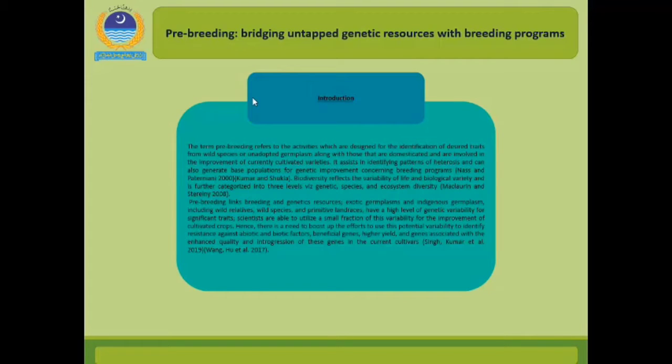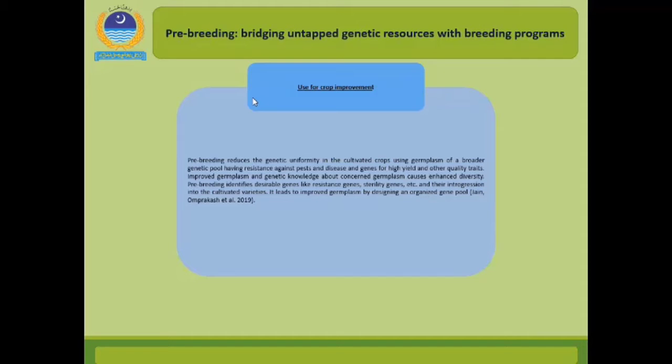And here is the introduction of pre-breeding. Pre-breeding basically refers to all the activities which are performed for the identification of desired traits or genes of interest from germplasm, wild resources, etc. It involves the activities from collection of germplasm to the development of a pre-breeding population, which is further used by the breeders to develop new cultivars.